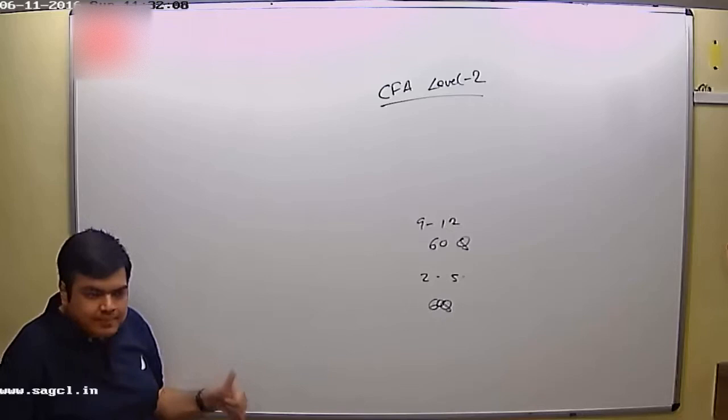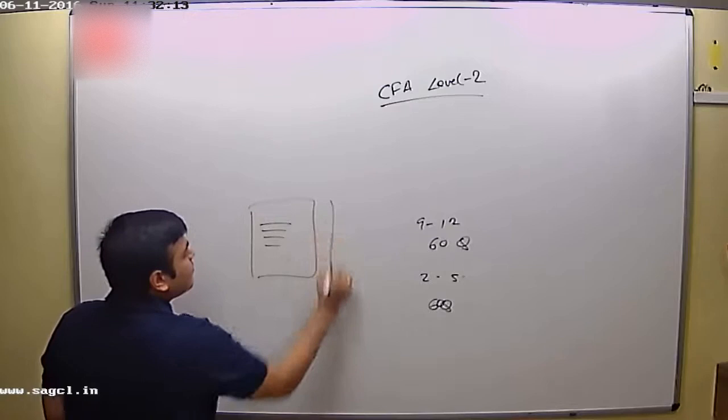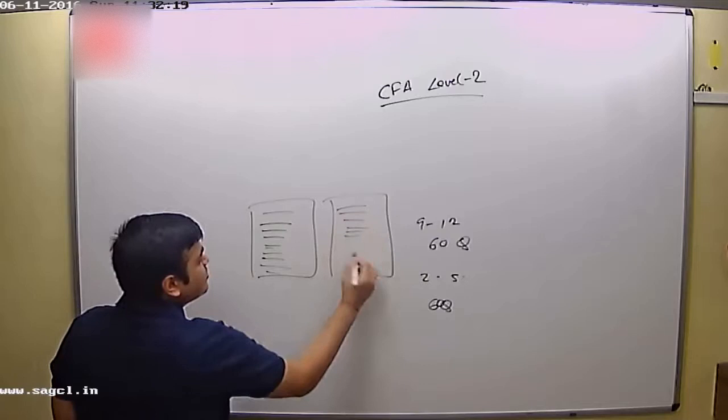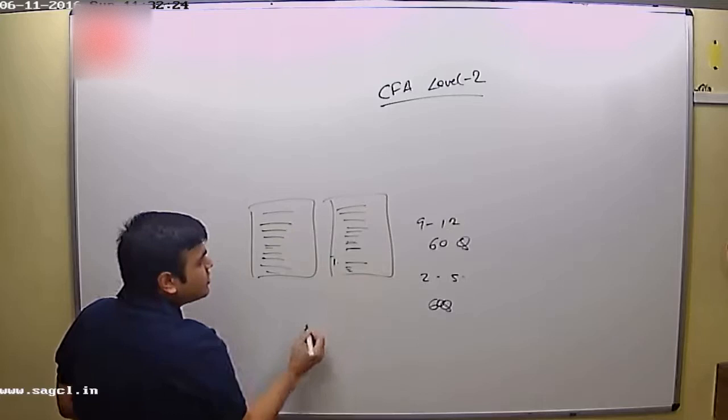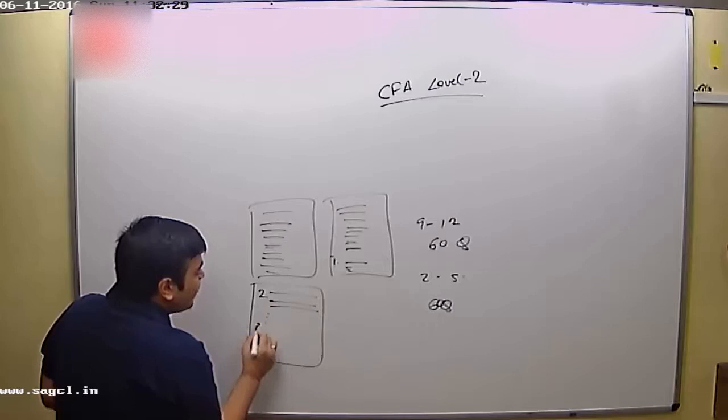In the level 2 pattern, what will happen is, you will have a passage. Let's say on page 1, you have a whole passage. Page 2, the passage continues. And let's say after three quarters of the page, the passage ends. Question 1, 3 options. Question 2, 3 options. Question 3, 3 options. So now you have what is known as an item set.